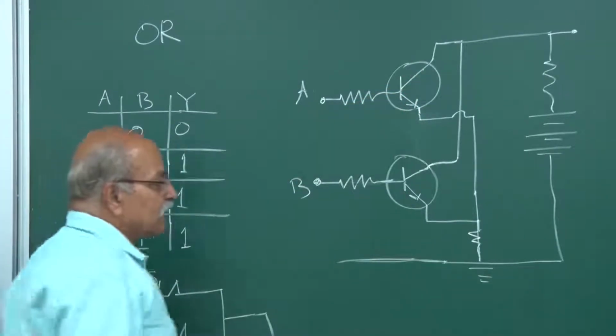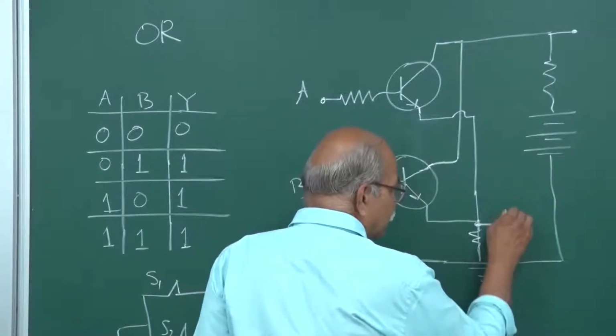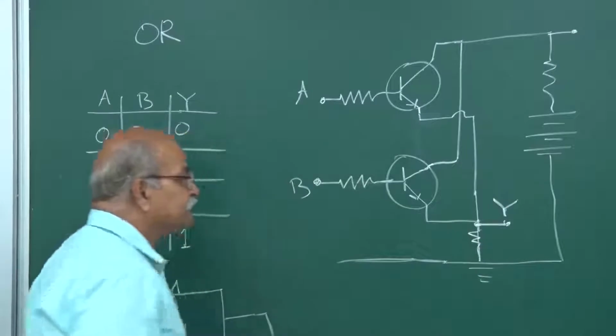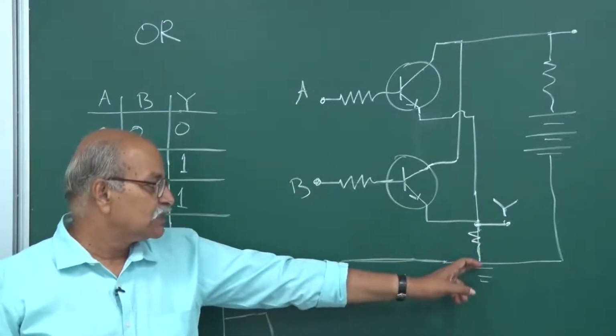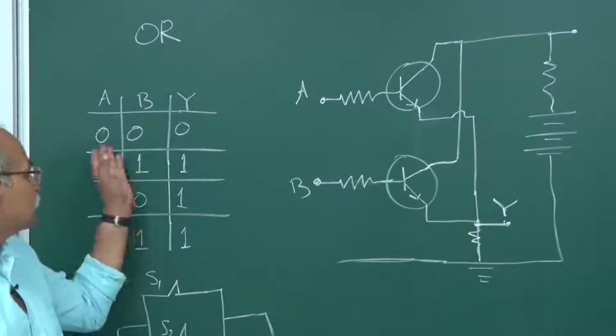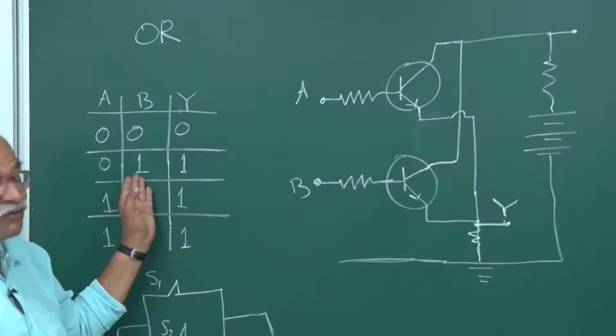So, once again I will take the output from here. This will be our Y. So, 0 0 will give me 0, no current. So, this is 0, this is 0 potential. So, 0 0 is 0. What happens if one is 0, other is 1?